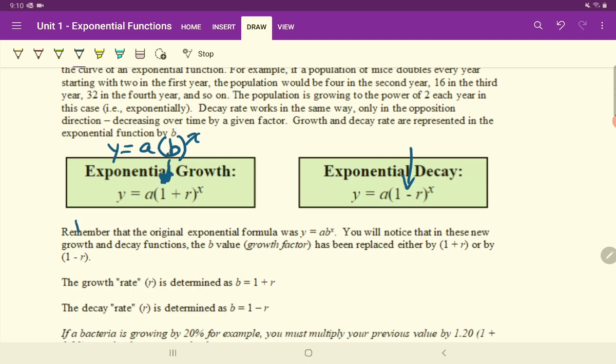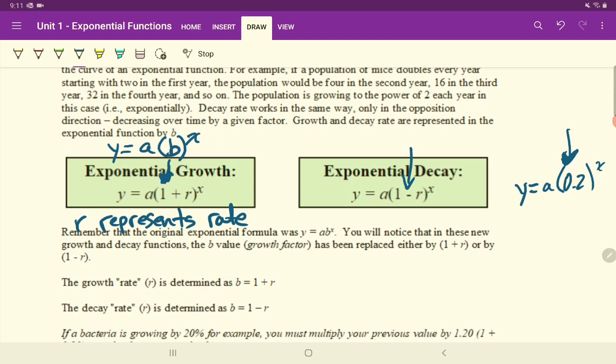So r represents rate. So let's say I said to you that population is increasing by 20%, all right? How would you write out that equation as an exponential function? Would you write it, so it's growing by 20%, all right? So would you write it as 0.2 to the power of x if it was growing by 20%? Okay, so this is where you would put your growth, your rate, okay? Would you write it as 0.2 to the power of x?